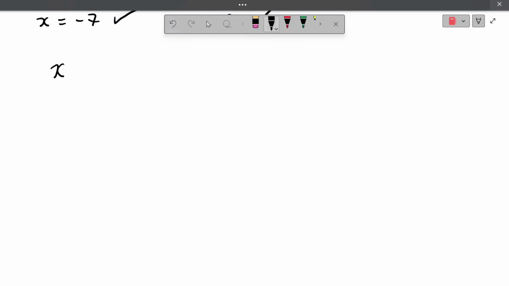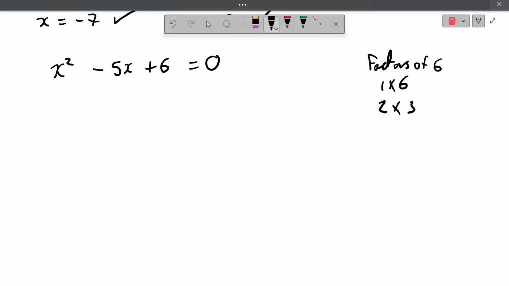Let's go for x squared minus 5x plus 6 equals 0. Well, the factors of 6: 1 times 6, and 2 times 3. So you have two brackets because it's an x squared, and then there's a number. And here we have an x and an x. And this time we need to multiply to make plus 6 and add to make minus 5. Or you're going to have basically two negatives. Two negatives multiply to make a positive, but add to make a negative.